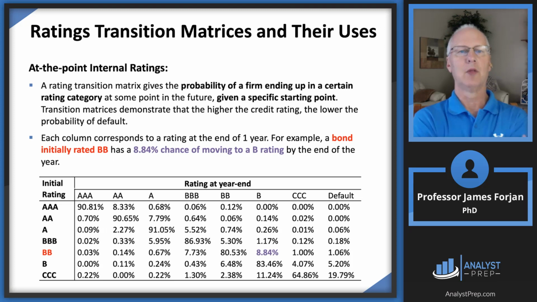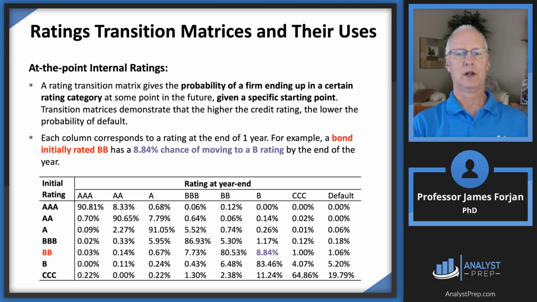All right, here's a table that I promised you a little bit earlier. Notice the matrix here. We have the initial rating going down the left-hand column, and then we have the rating 1 year later going along the first row. This matrix gives us the probability of a firm ending up in a certain point given a specific starting point. Okay, this is called a transition matrix.